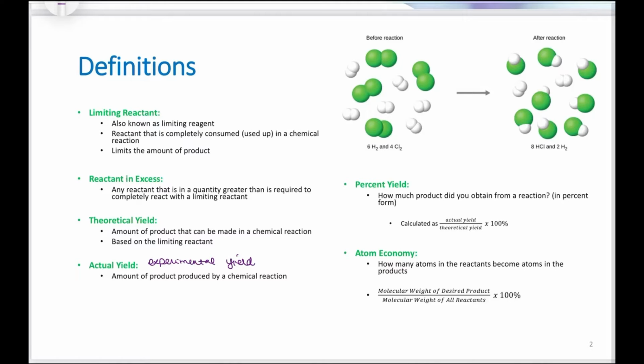The limiting reactant has two very important definitions. First, it is the reactant that is completely consumed or used up in a chemical reaction. Second, it will limit the amount of product that can be produced. Both of those definitions are vital to truly understanding what a limiting reactant is. The reactant in excess, on the other hand, is any reactant that's in a quantity greater than is required to completely react with your limiting reactant.